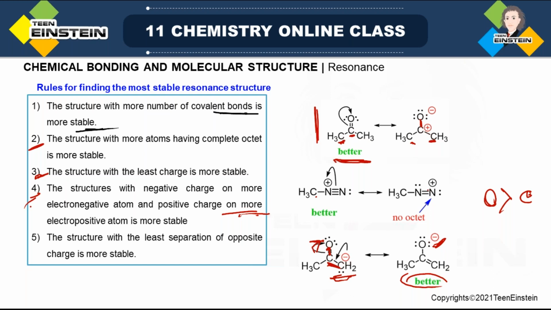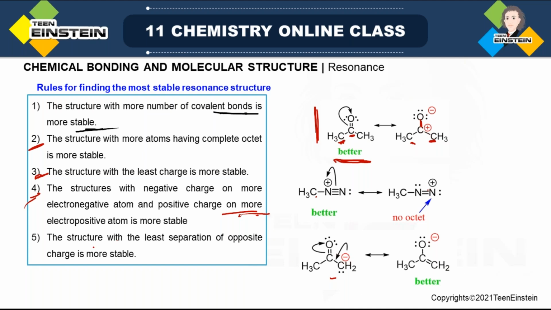But remember one thing. In this example, there is no issue with octet. In both structures, octet is fine. But suppose in one structure there is negative charge over oxygen, and in another structure there is positive charge over oxygen, but even after having positive charge over oxygen, it is fulfilling the criteria of octet completion. Then obviously you should give priority to that. Though there is positive charge over oxygen, just ignore that. Give more priority to the fact that octet is complete.